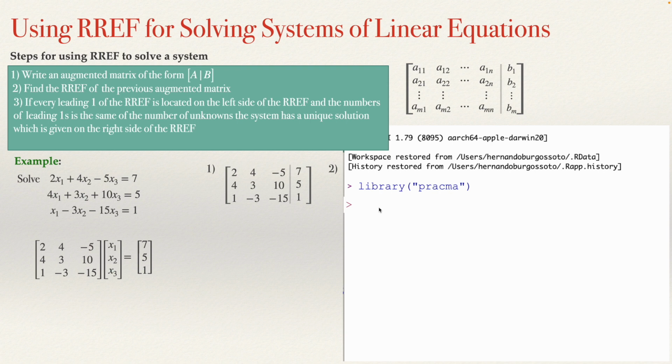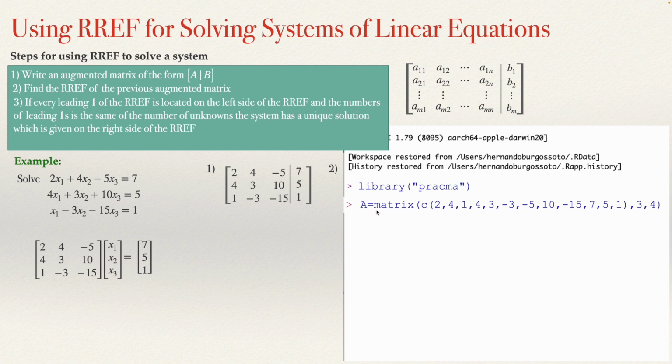So let's enter the matrix first, and the matrix is this matrix. I'm going to call it A, but you can use any name. So type A, assignment, matrix, open bracket, c(2, 4, 1, 4, 3, -3, -5, 10, and so on). And don't forget, after you close the bracket for the combination, to type the number of rows and the number of columns. In this case, we have 3 rows and 4 columns for the augmented matrix.